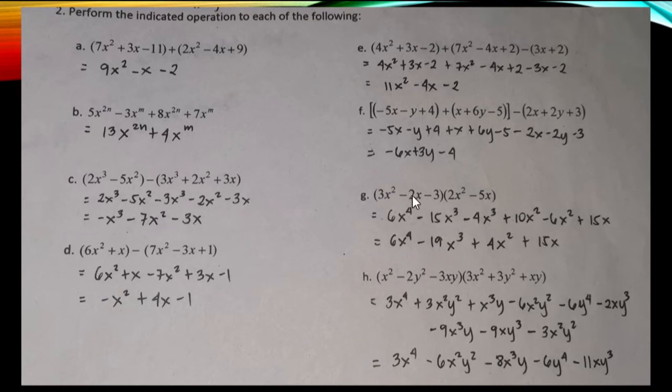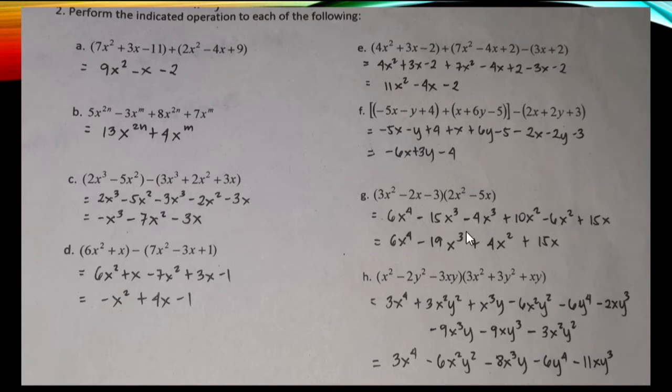Here is the second term. Negative 2x times 2x squared makes negative 4x cubed. Negative 2x times negative 5x makes positive 10x squared. Then negative 3 times 2x squared is negative 6x squared. Then last, negative 3 times negative 5x is positive 15x.